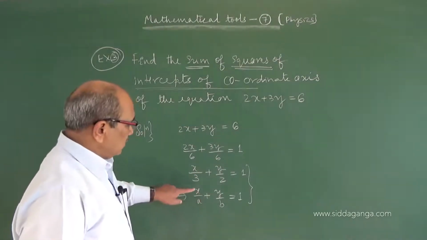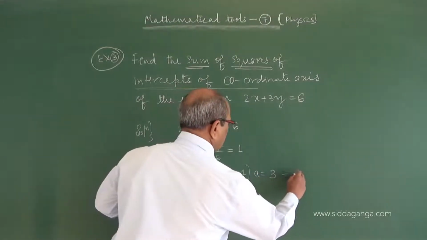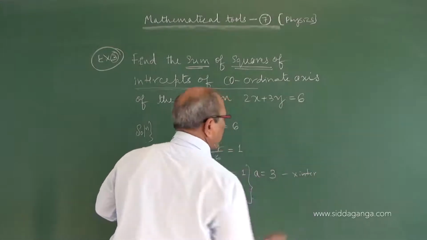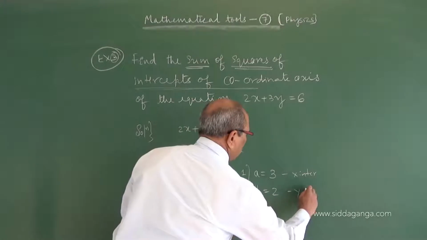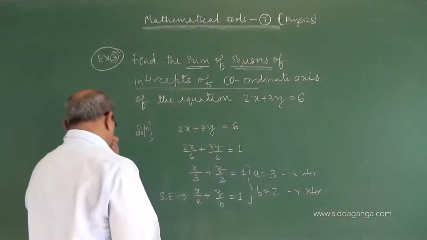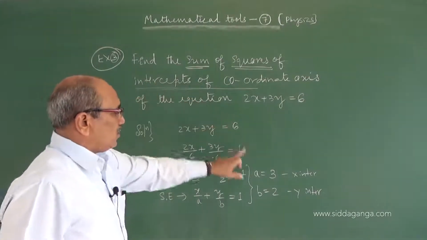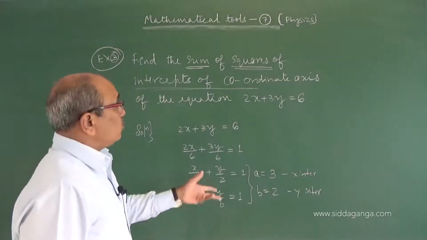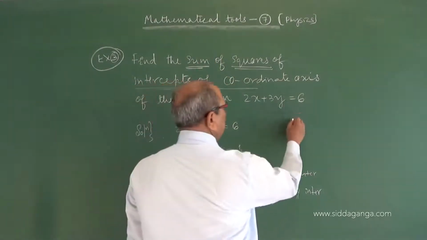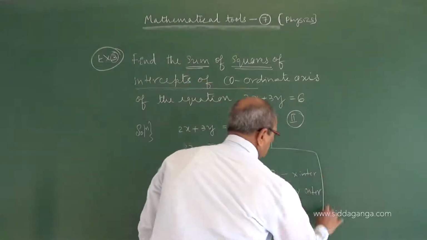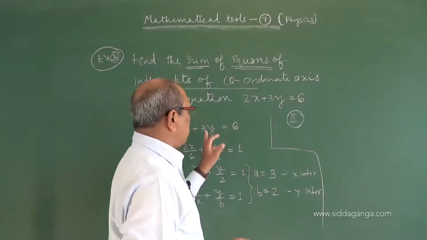a is nothing but the x intercept, which is equal to 3. b is the y intercept, which is equal to 2. Now we got the a and b values, the intercepts of the coordinates. What we have to do is square and then sum. That means the second part of this question: in the first part we got the x and y intercepts of the given equation.